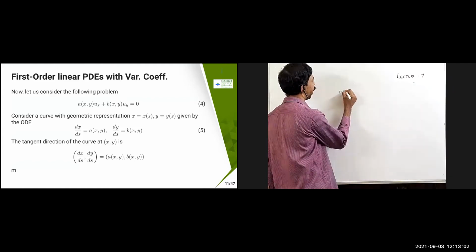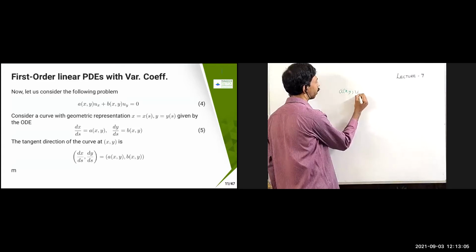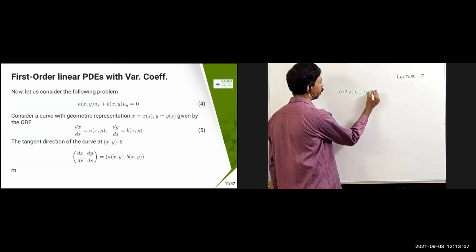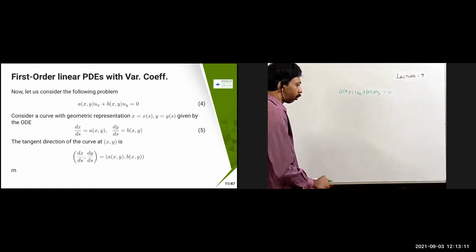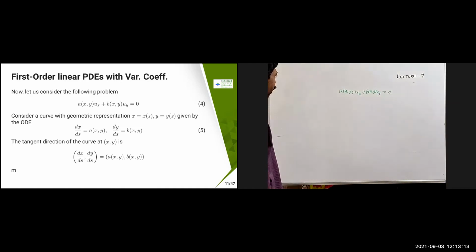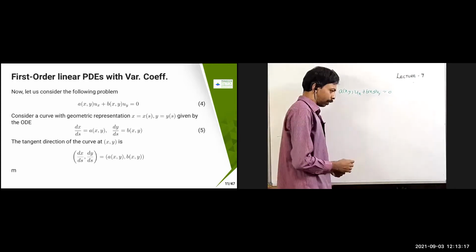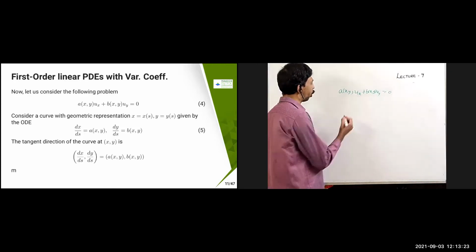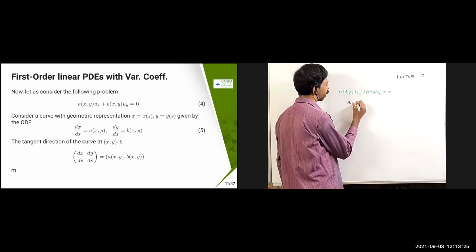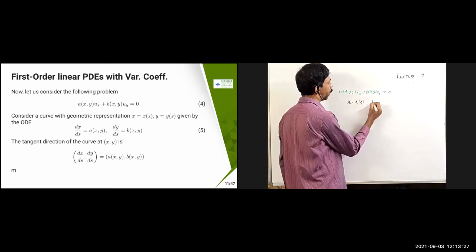I'm going to take a(x,y) into u_x plus b(x,y) into u_y equal to 0. Now for this problem I'm going to take a geometric representation of x and y. I'm going to take a one parameter family, which is nothing but x equal to x(s) and y equal to y(s).